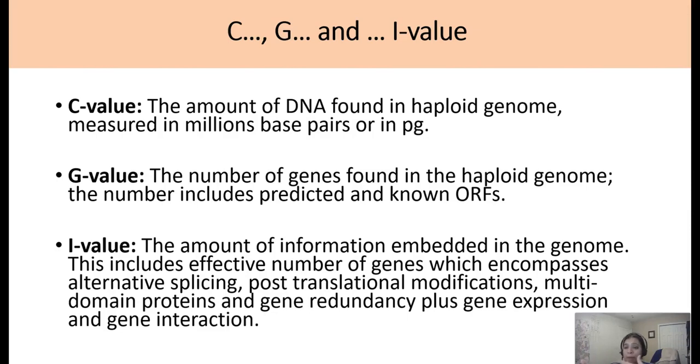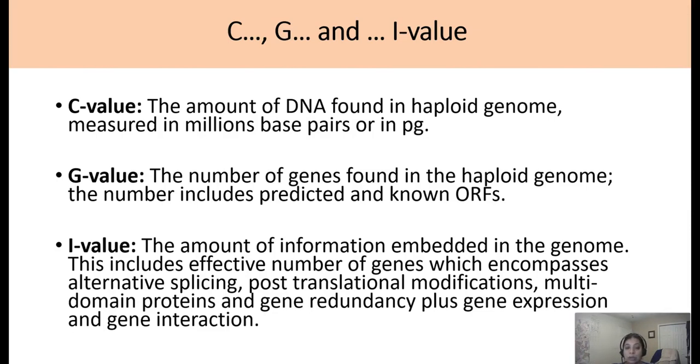So there are some other ways that we can also look at this nuclear content. One of them is G value and another is I value. So G value is, instead of looking at the DNA content, you're looking at the number of genes specifically found in a haploid genome. And this includes any known genes as well as predicted open reading frames that are present within it. And the I value, which is another measure that you can have, is not just looking at the open reading frames, but also looking at the effective number of genes that you can get out of them.